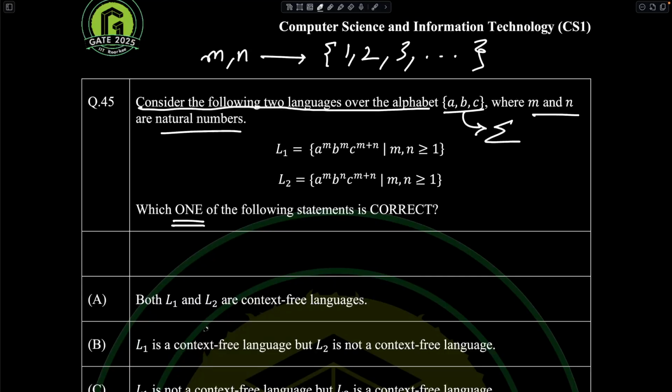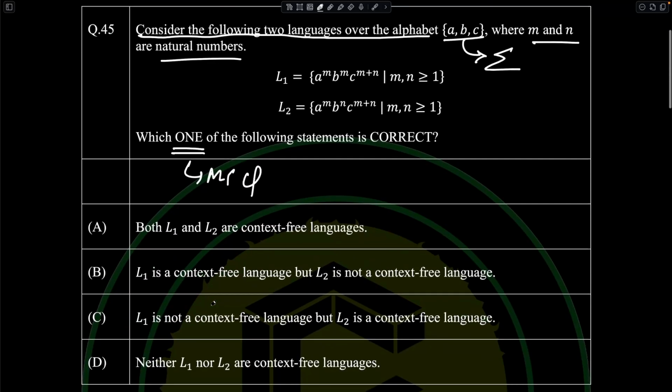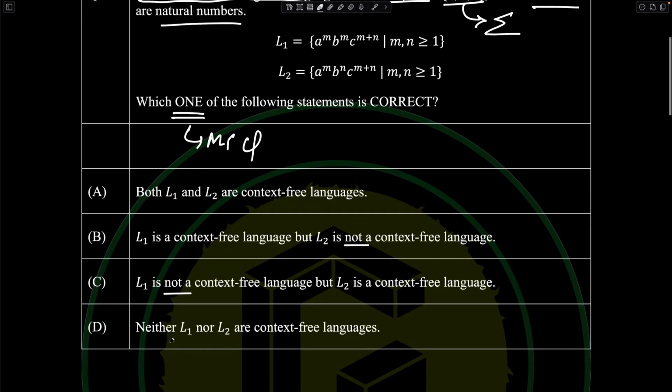We have to select any one of these. So this is an MCQ type question, and we have to select only one option, which is going to be the correct one. So let's see what the options are talking about. The options are saying that L1 and L2 are context free languages. L1 is context free, L2 is not context free. L1 is not context free and L2 is context free. Neither L1 nor L2 is a context free language.